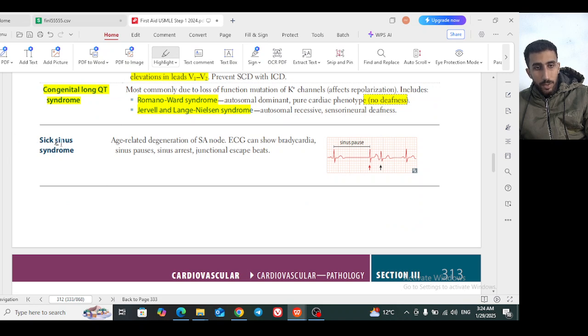The sick sinus syndrome: from its name, it is the sinus, or the SA node, which is responsible for the P wave, becoming sick. So it may lead to bradycardia or sinus pauses if it occurs for just 1 or 2 seconds. If it occurs for more than 2 seconds, it becomes a sinus arrest. So you may have sinus pauses as here.